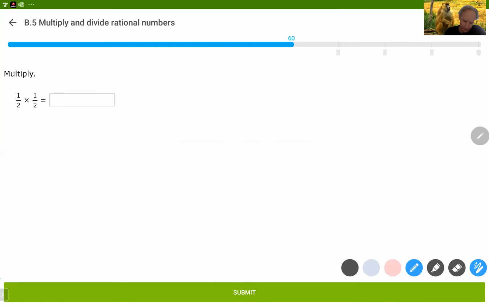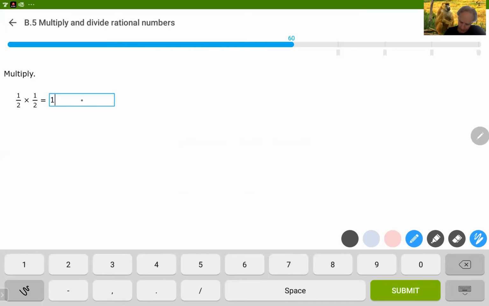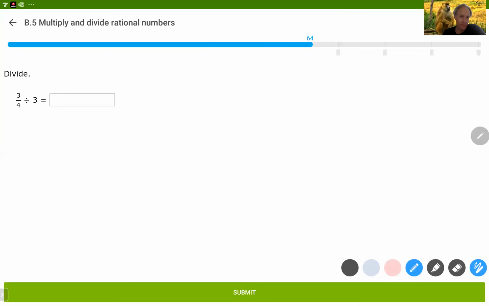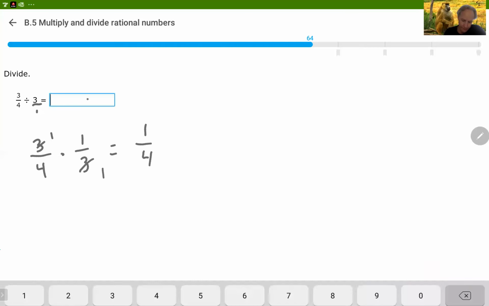One half times 1/2 is 1/4. 1 over 4. Too easy to write down again. 3/4 divided by 3. Now this time, I'm going to put my over 1 right there, and I'm going to change it to 3/4 times the reciprocal, which is 1/3. Dividing by 3 is the same as multiplying by 1/3. And I'm going to simplify now. Divide by 3, divide by 3. Some people call it canceling. What you're really doing is dividing the numerator and denominator by the same number. That is 1 over 4, 1/4.